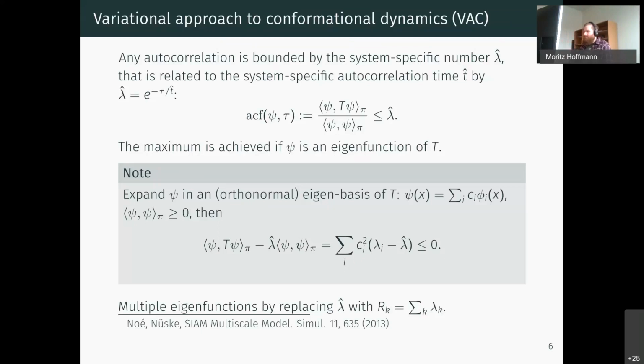Excuse me? Yes. That upper bound is only holding in equilibrium, right? Yes, this is for VAC. So you only have reversible dynamics. Only for reversible dynamics this holds. If you have non-reversible dynamics, then this doesn't work, and I'll explain in a second why.